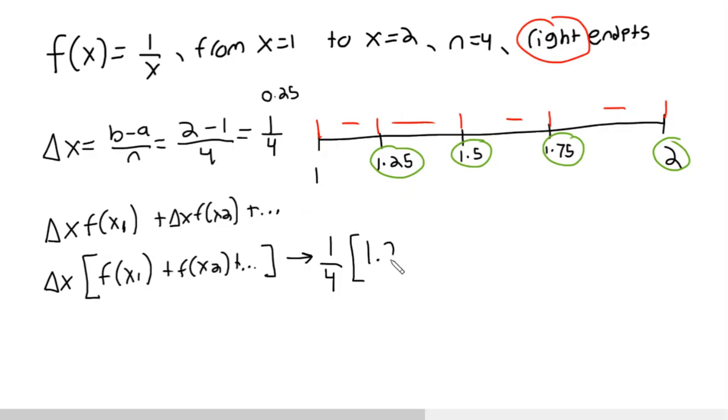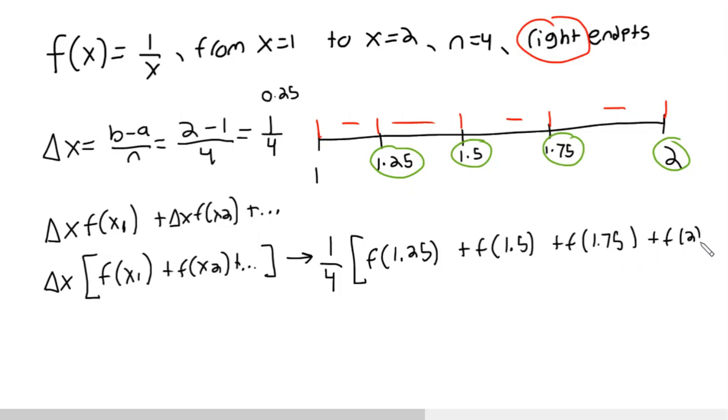You're going to plug your endpoints into the function. So f of 1.25 plus f of 1.5 plus f of 1.75 plus f of 2. And now what we have to think about is what f is. Well, f is this function up here. Remember, f of x equals 1 over x.